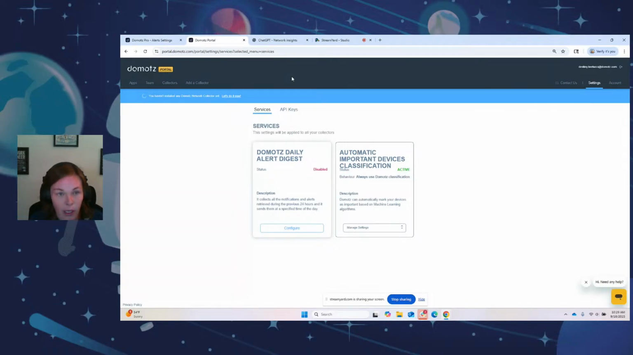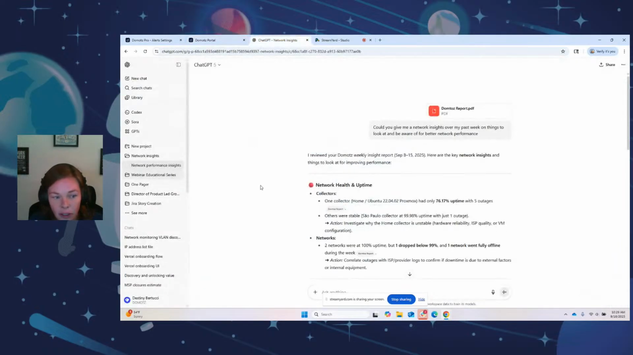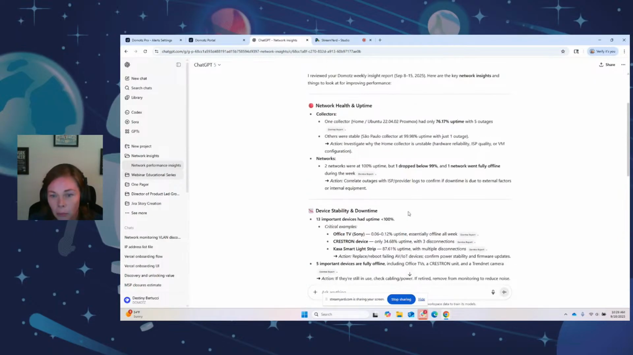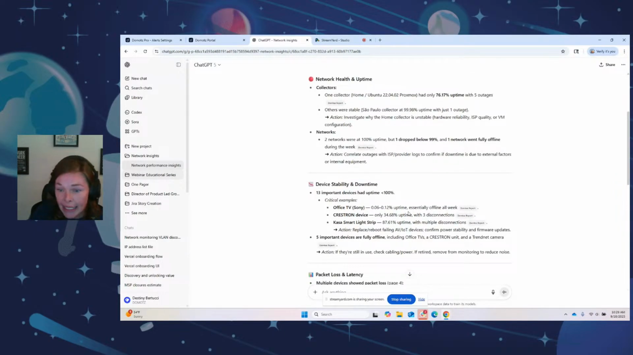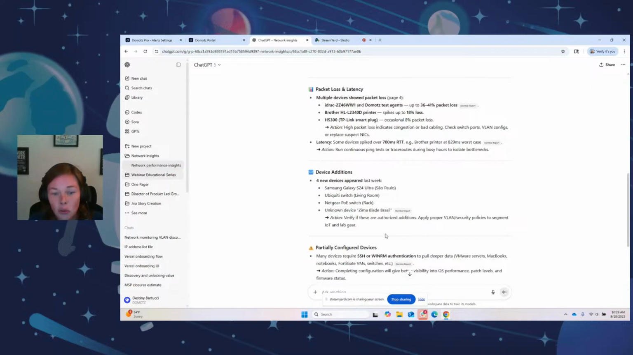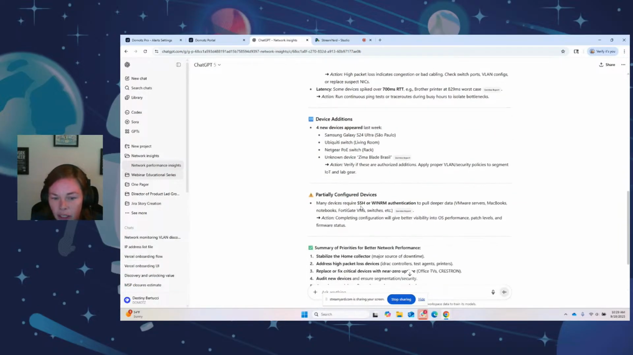Machine learning is a thing, right? I can take ChatGPT for an example, and I can put my Domotz report into it, and I can say, "Hey, how do I make my monitoring better and improve performance on my network?" It takes that report, and it will tell you, "Hey, did you know that this one was stable? This one was at 99.9. These ones actually have disconnects. This is kind of a problem. These are your ticket areas. This is where your packet loss is. This is where you had different devices come in. These are partially configured. Did you know you didn't have SSH on here right now so we could actually get more information?"